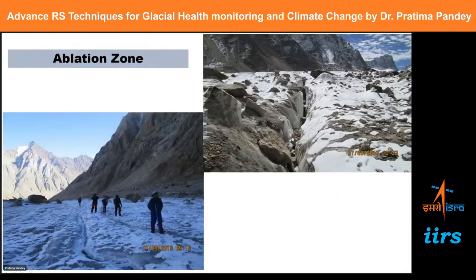This is how an ablation zone looks in the field. You can see this is the ablation zone, which is full of debris or boulders. You can see the gray material here, these are small boulders or rock debris on the surface of the ablation zone of the glacier. And here the linear features, these are the supraglacial channels on the surface of the glacier.